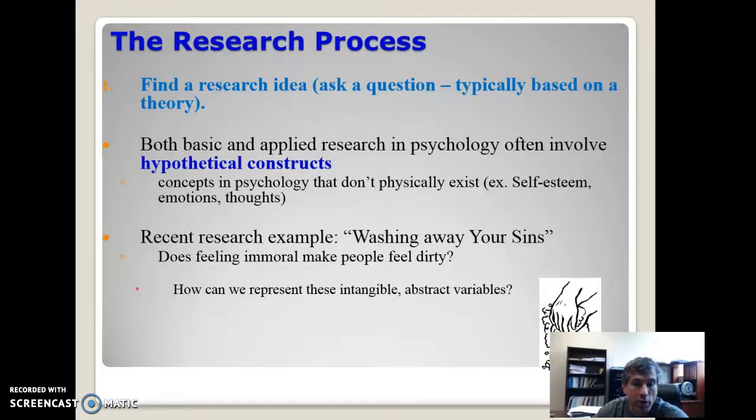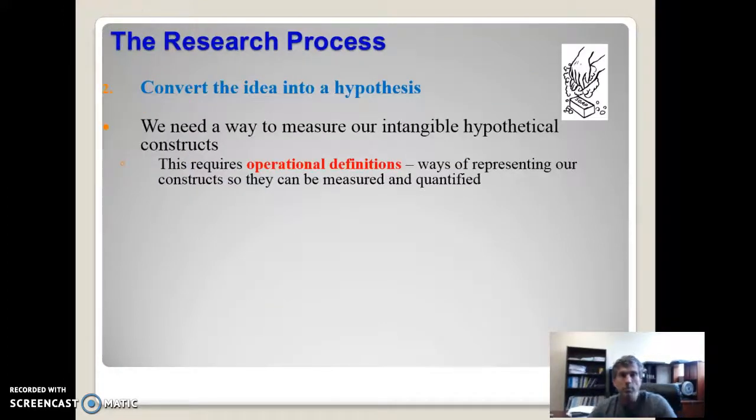So we got 2 variables here: feeling immoral, feeling dirty. Both of them are pretty abstract. Since we can't read other people's minds, we can't directly know if they're feeling immoral or if they feel unclean. So how do we turn this into something we actually can work with, something we can quantify, something that we can directly measure or perhaps directly manipulate?